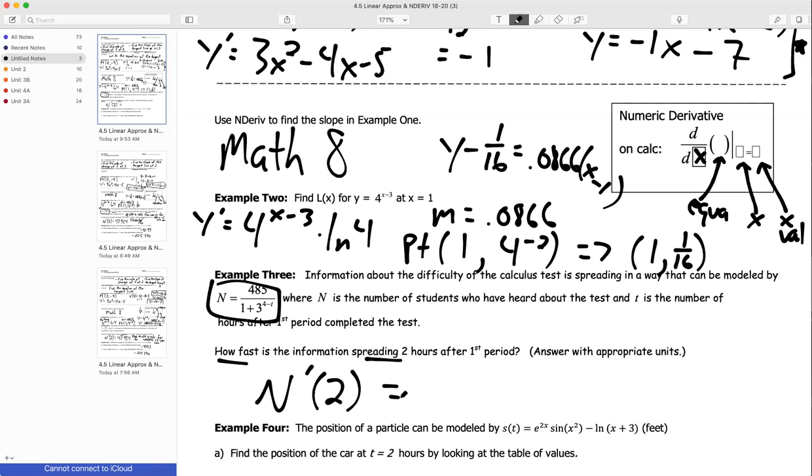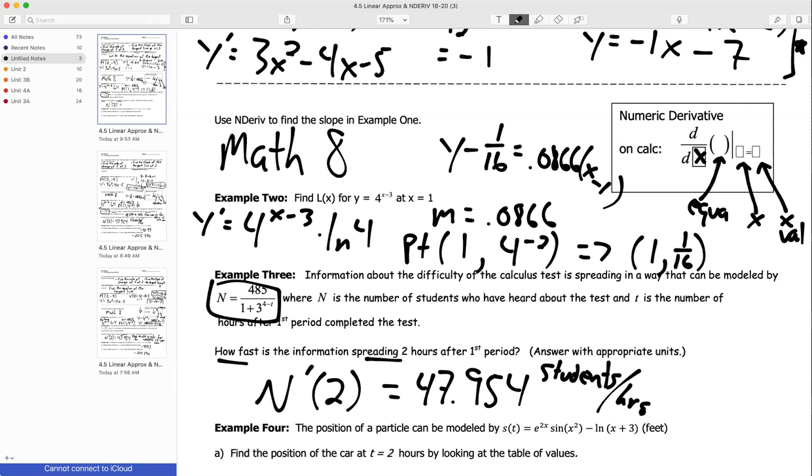And somebody help me out here with what you got with n prime of 2. Anybody? 47.954. And let's put the units on there. This is a rate. The amount is measured in students. The time is measured in hours. Okay, and so we would probably round up to 48 students per hour since we are talking about people.